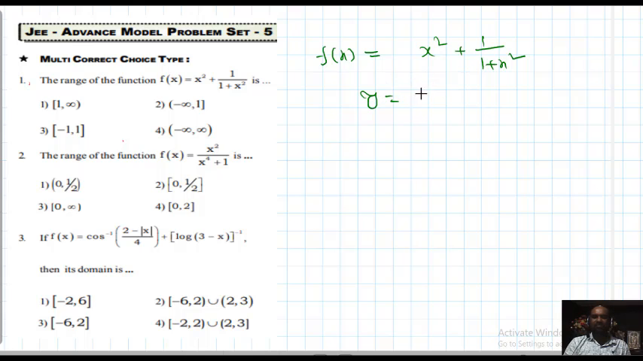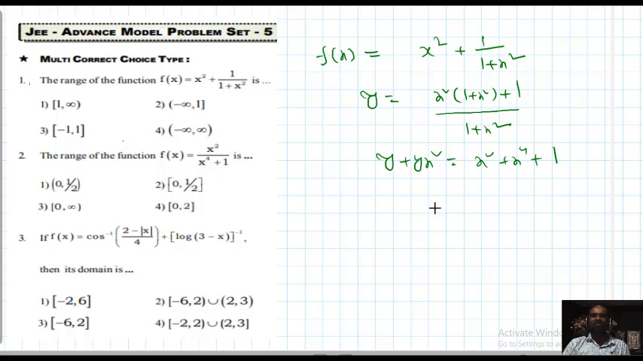Let y equal to x square divided by 1 plus x power 4... Let y equal x square times of 1 plus x square plus 1 by 1 plus x square. So y plus yx square equals x square plus x power 4 plus 1. Then x power 4 plus 1 minus y into x square, plus 1 minus y equals 0. Students, observe, this is a quadratic with x power 4 first; from this I took x square common.